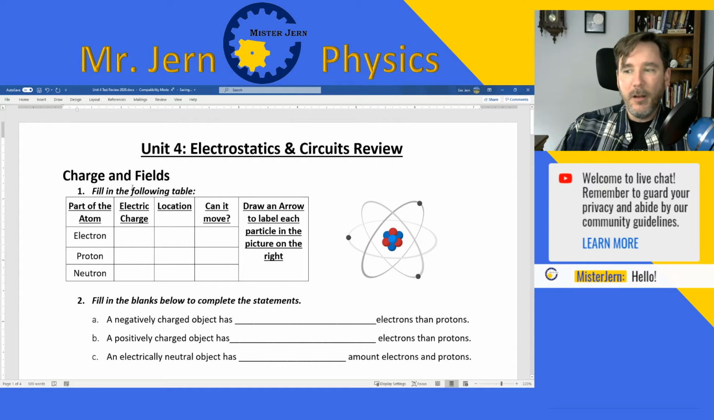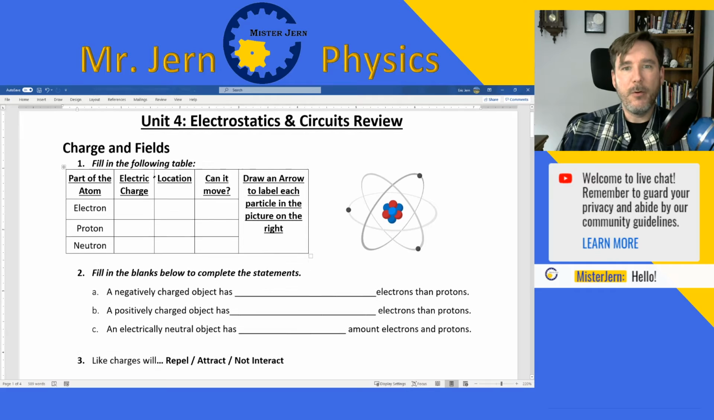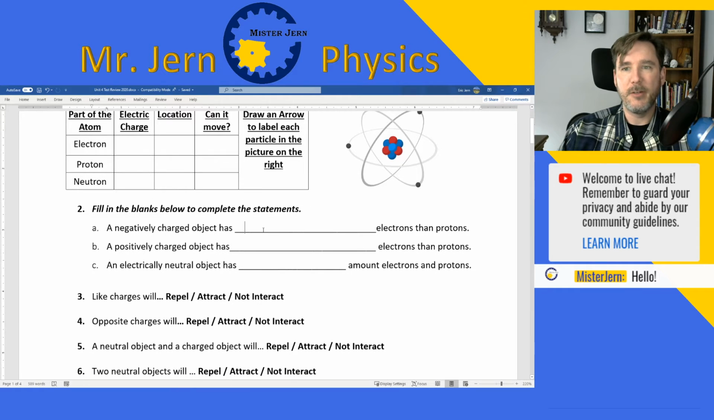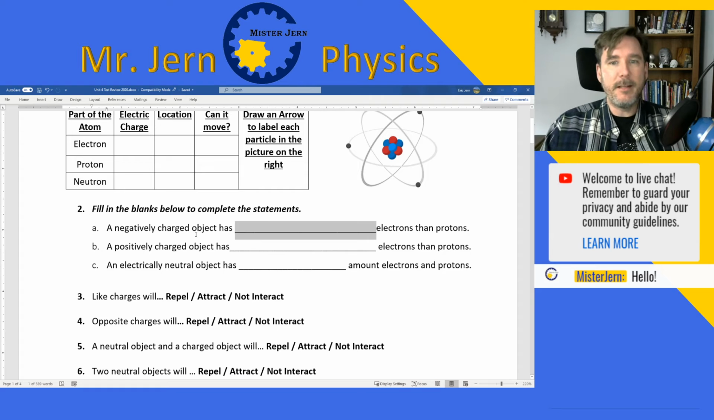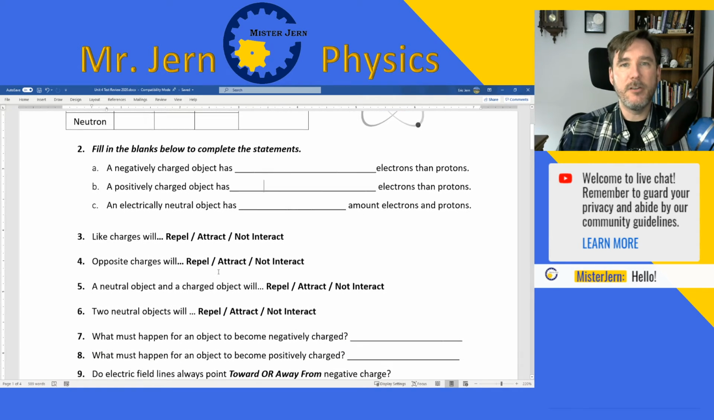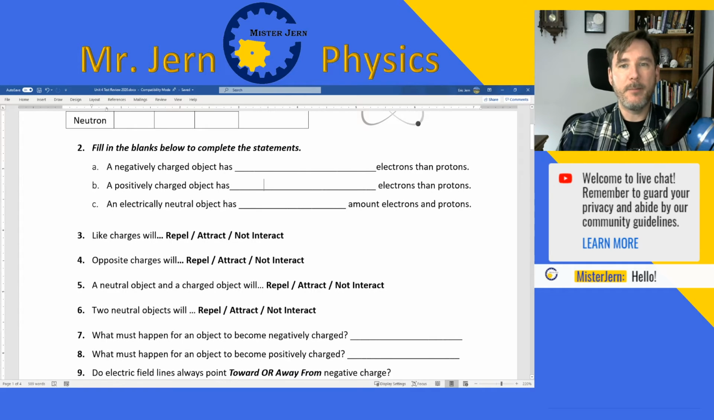So for the first part, we're going back to, and I said this yesterday, kind of in a preview, what an electron is, all this stuff. A negatively charged object is going to end up having more electrons than protons, because that's why it gets negative. And a positively charged object has fewer electrons, and so on and so forth. Like charges are going to repel, opposites are going to attract. A neutral object and a charged object are going to attract, and two neutral objects will not interact at all, if you remember.